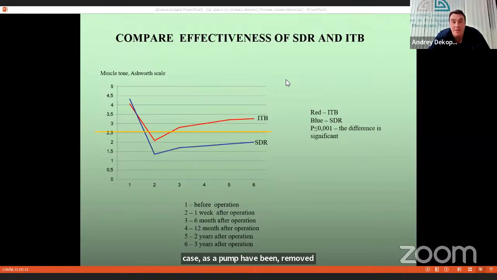This picture demonstrates a comparison of muscle tone dynamics after SDR and ITB. You can see that the results are comparable only during 1 year after the operation, but subsequently a significant difference appears in the level of muscle tone after SDR and ITB.